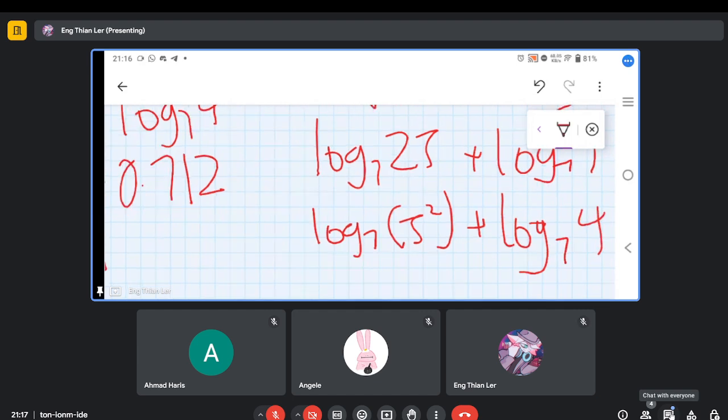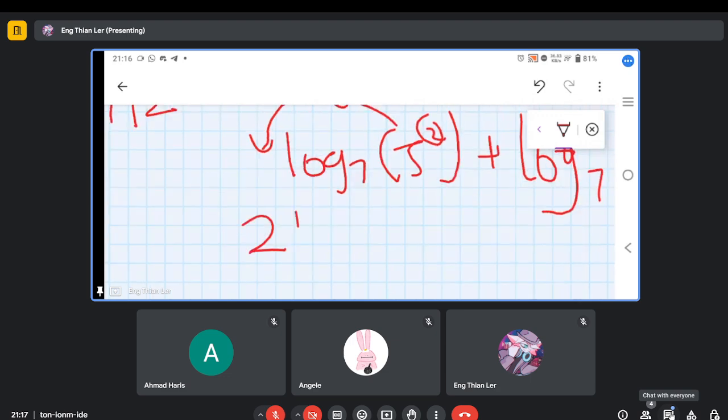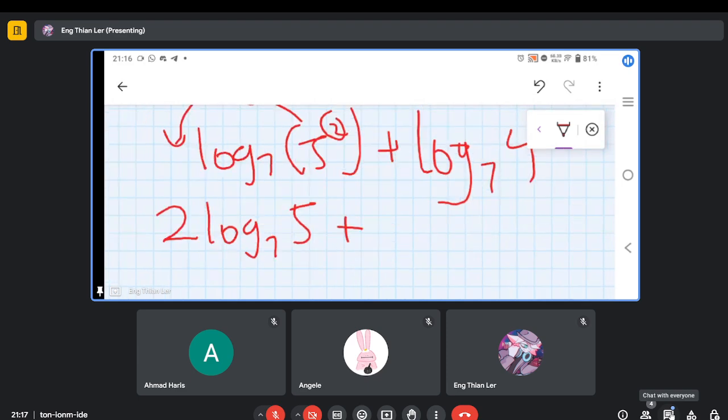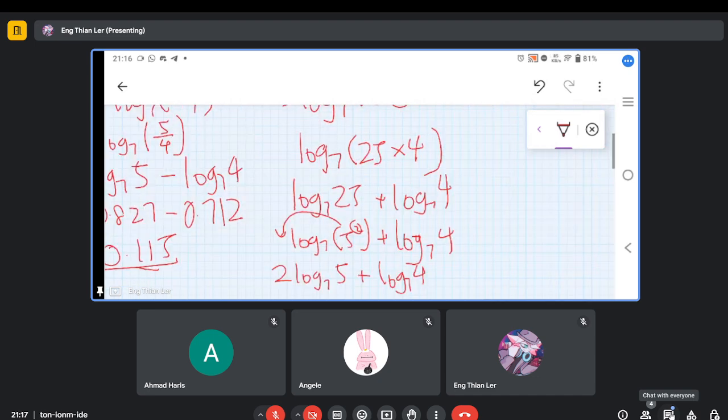Remember, these two, you can move the power forward. So we have 2 log base 7 of 5 plus 2 log base 7 of 4. So we have already expressed the 100 in terms of log 7 of 5 and log 7 of 4.